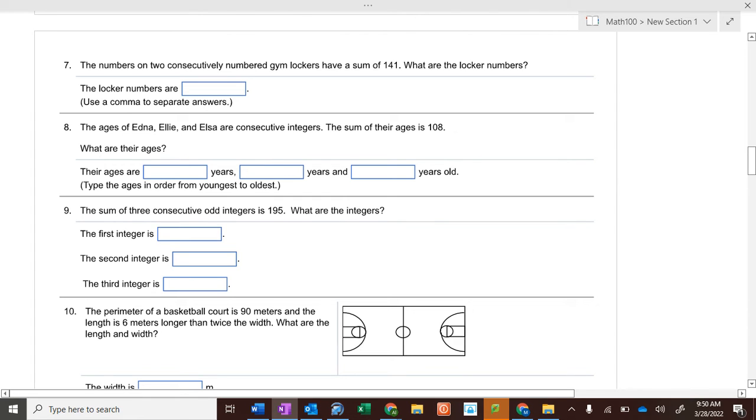The numbers of two consecutive numbered gym lockers have a sum of 141. So one number, what's the next consecutive number after x?